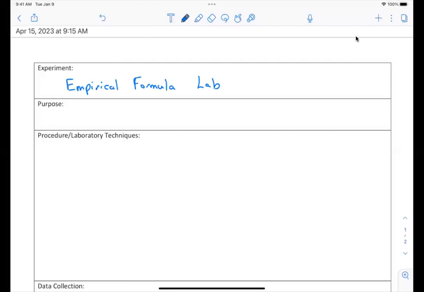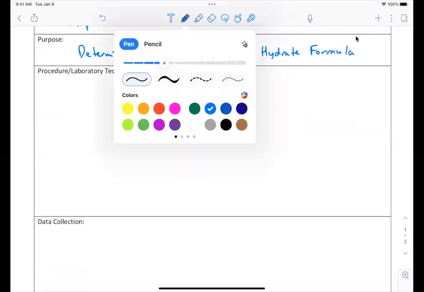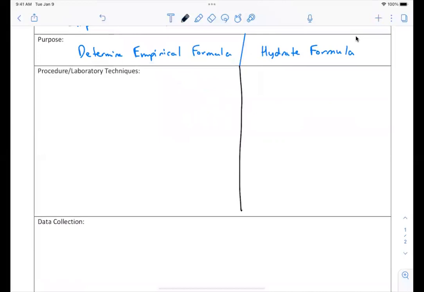Now, the purpose obviously is to determine the empirical formula or the hydrate formula. There are compounds that are hydrates, where water is attached to them, that also have a formula that you may need to know. And we're going to divide this in half for y'all to understand that. So I'm going to split it down, maybe not perfectly halfway, but maybe like this.